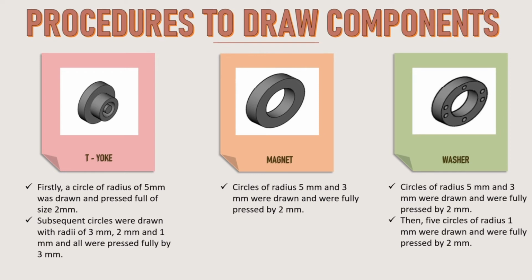Washer. Circles of 5mm and 3mm were drawn and were fully pressed by 2mm. Then 5 circles of radius 1mm were drawn and were fully pressed by 2mm.